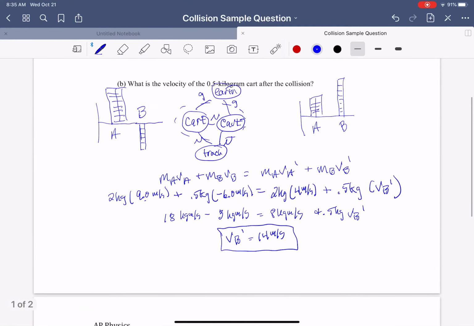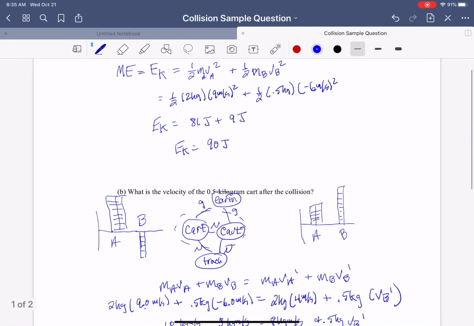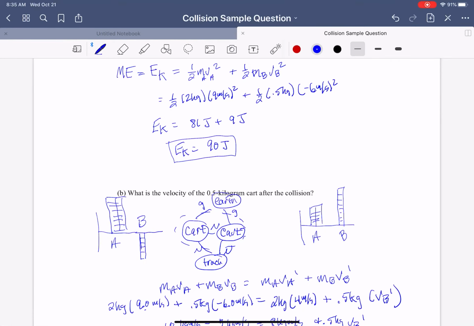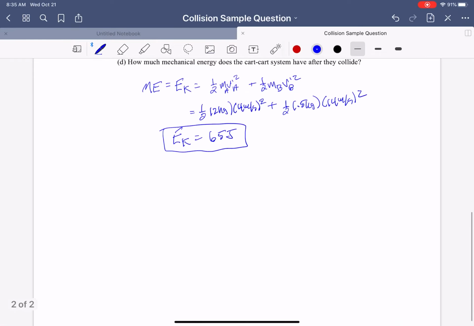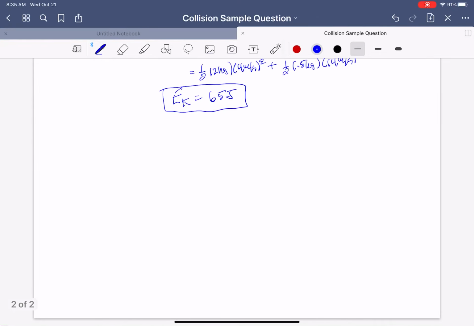You can tell that my kinetic energy went down after the collision. That's because some of that energy was transferred into E-dis because they collided.